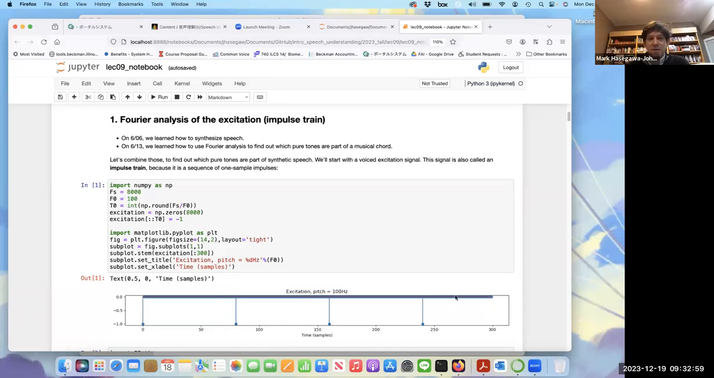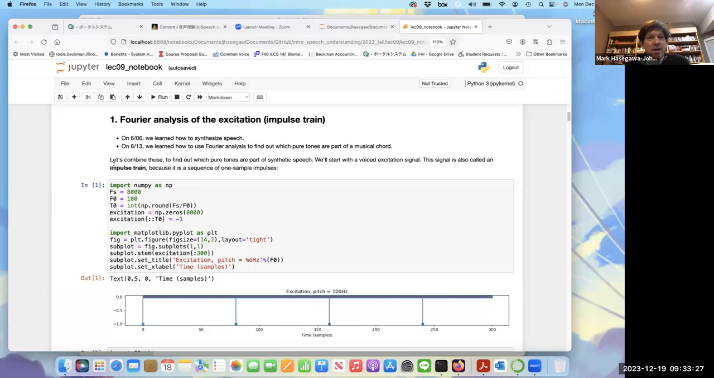It's all zeros, except for it has an impulse once every pitch period. So if the pitch period is, in this case, about 80 samples, or about 100 hertz, if the sampling rate is 8,000 hertz, then once every 80 samples, we have a non-zero excitation. This represents the excitation that you get when the vocal folds close, they clap together, and that clapping together causes a spike of air pressure.